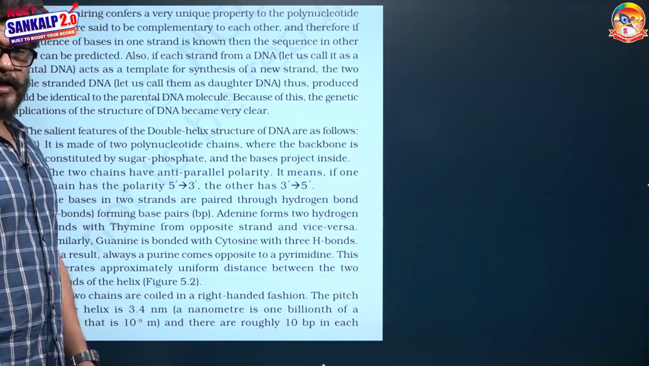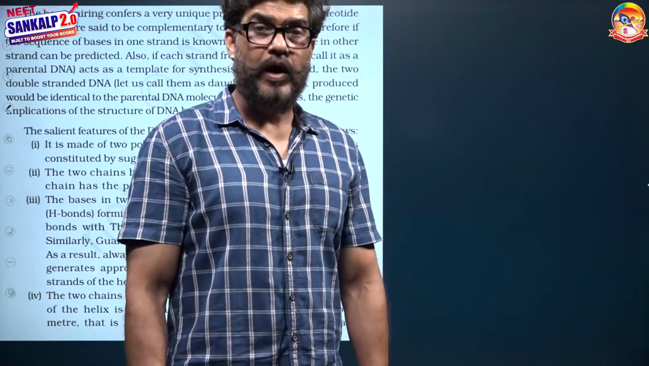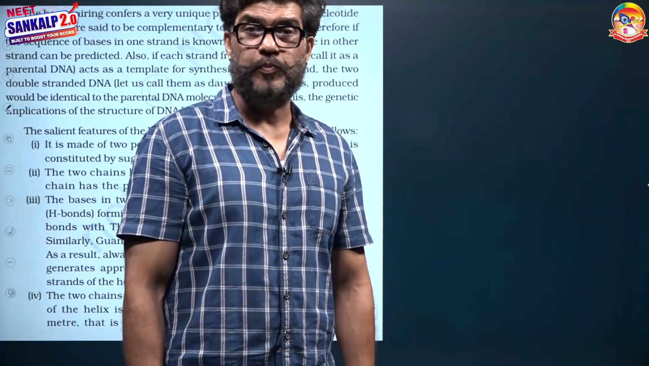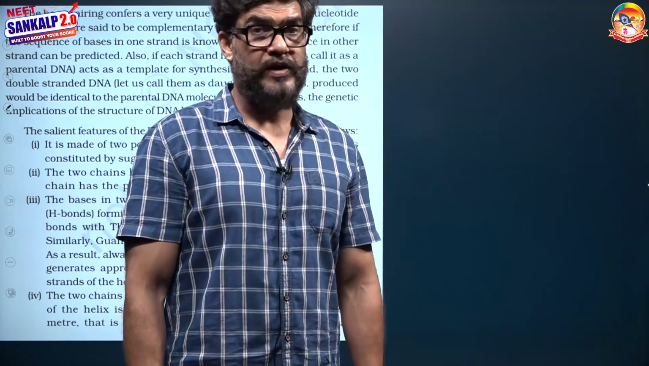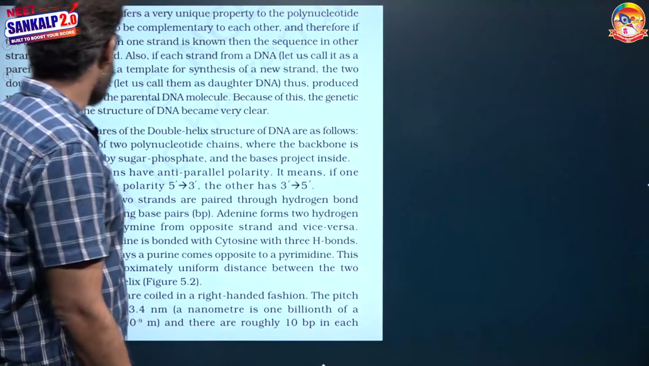It means purines are equal to pyrimidines. Adenines are equal to thymines, guanines are equal to cytosines. Adenine plus guanine, meaning both purines, divided by thymine plus cytosine would always be 1. But A plus T divided by G plus C would not be 1. It would be a specific value for a particular species.